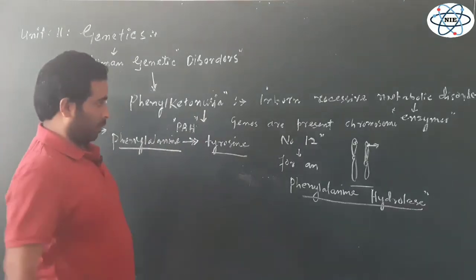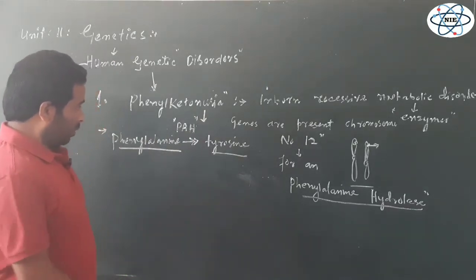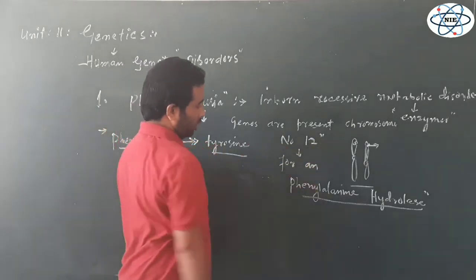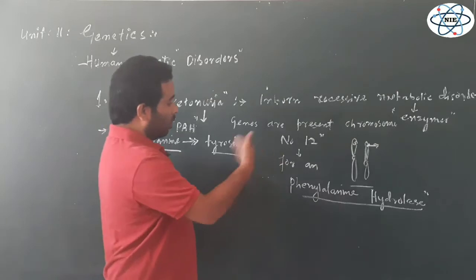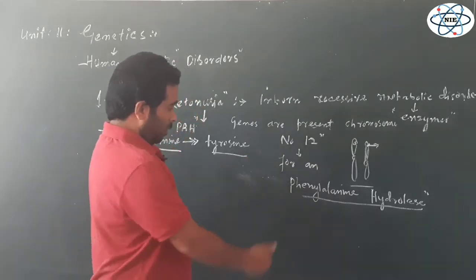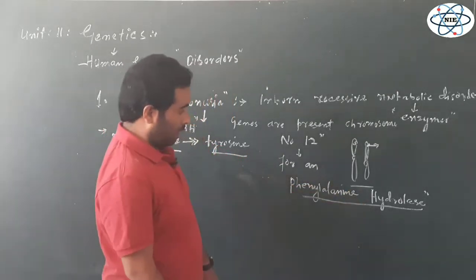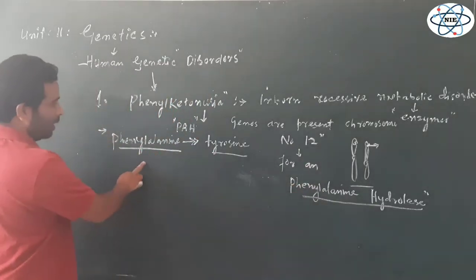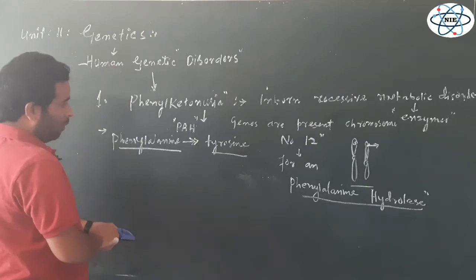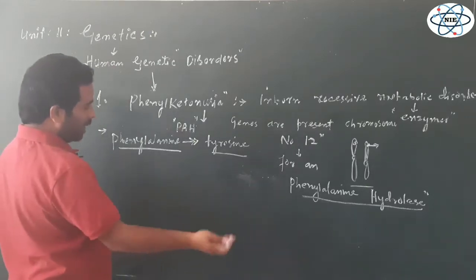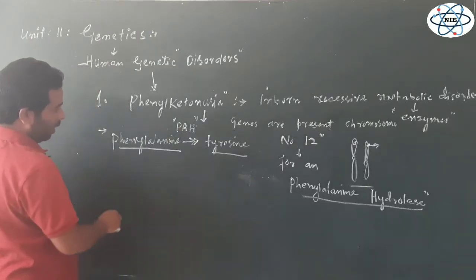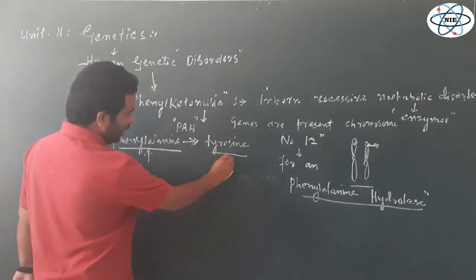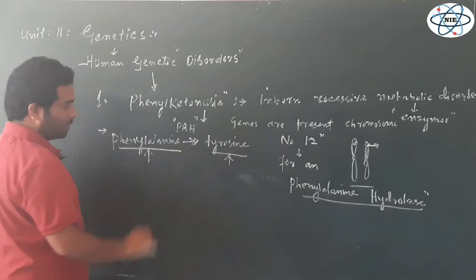So here is the concept that you have to understand. Enzymes will be present when their genes are present on chromosome number 12, and they will code for this enzyme, phenylalanine hydroxylase, and this phenylalanine hydroxylase will convert phenylalanine into tyrosine. But now we can also put a reaction here to show you the structure of phenylalanine and the structure of tyrosine, and you will understand the concept.